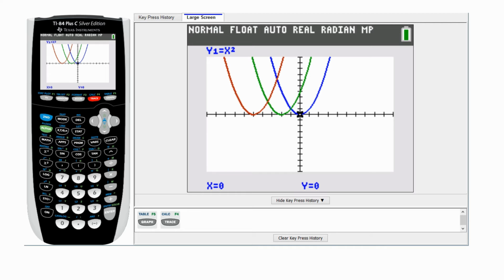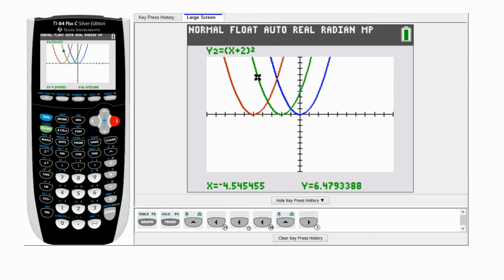Go to trace, and the vertex of y = x² is (0, 0). Up arrow, that takes me to y = (x + 5)². Up arrow. Okay, there's my cursor, and I'm going to keep moving it until I'm at the vertex. So my vertex here is (-5, 0). If I press my up arrow, it'll take us to y = (x + 2)².